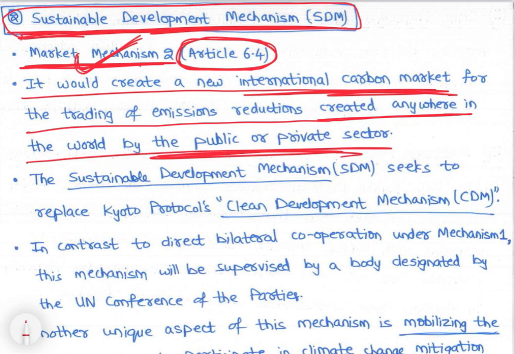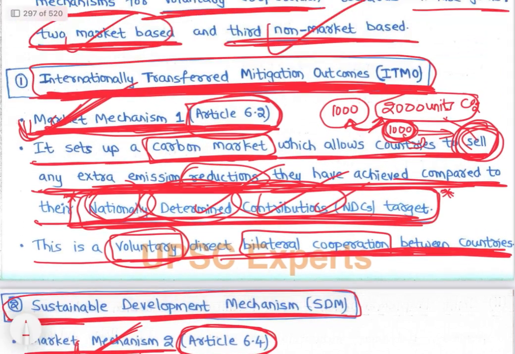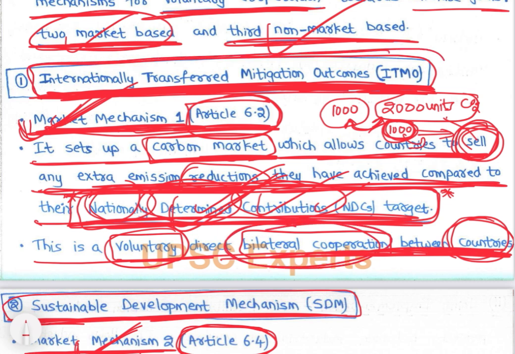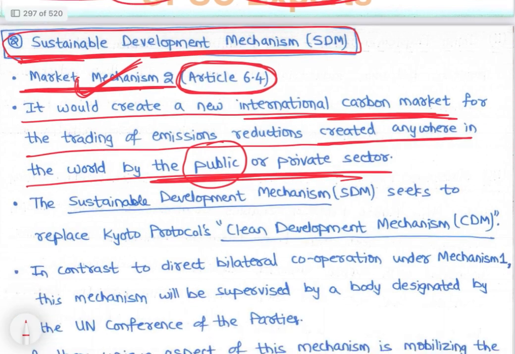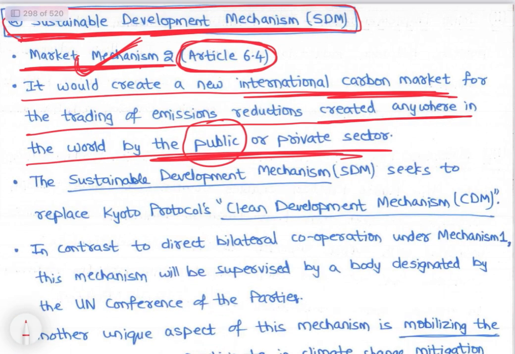अब देखो ये क्या है, दो कंट्रीज के बीच में, राइट? उनका नेशनली डिटरमाइंड, कंट्रीज एज ए होल, राइट? सो ये कंट्रीज के बीच में बाइलेटरल कोऑपरेशन है ये, राइट? इंटरनेशनली ट्रांसफर्ड मिटिगेशन आउटकम्स इज ए बाइलेटरल कोऑपरेशन. दो कंट्रीज का बात है, बिकॉज नेशनली डिटरमाइंड कंट्रीब्यूशंस तो कंट्रीज ही अनाउंस किया, राइट? बट ऑन अदर हैंड दिस इज पब्लिक और प्राइवेट सेक्टर, राइट?